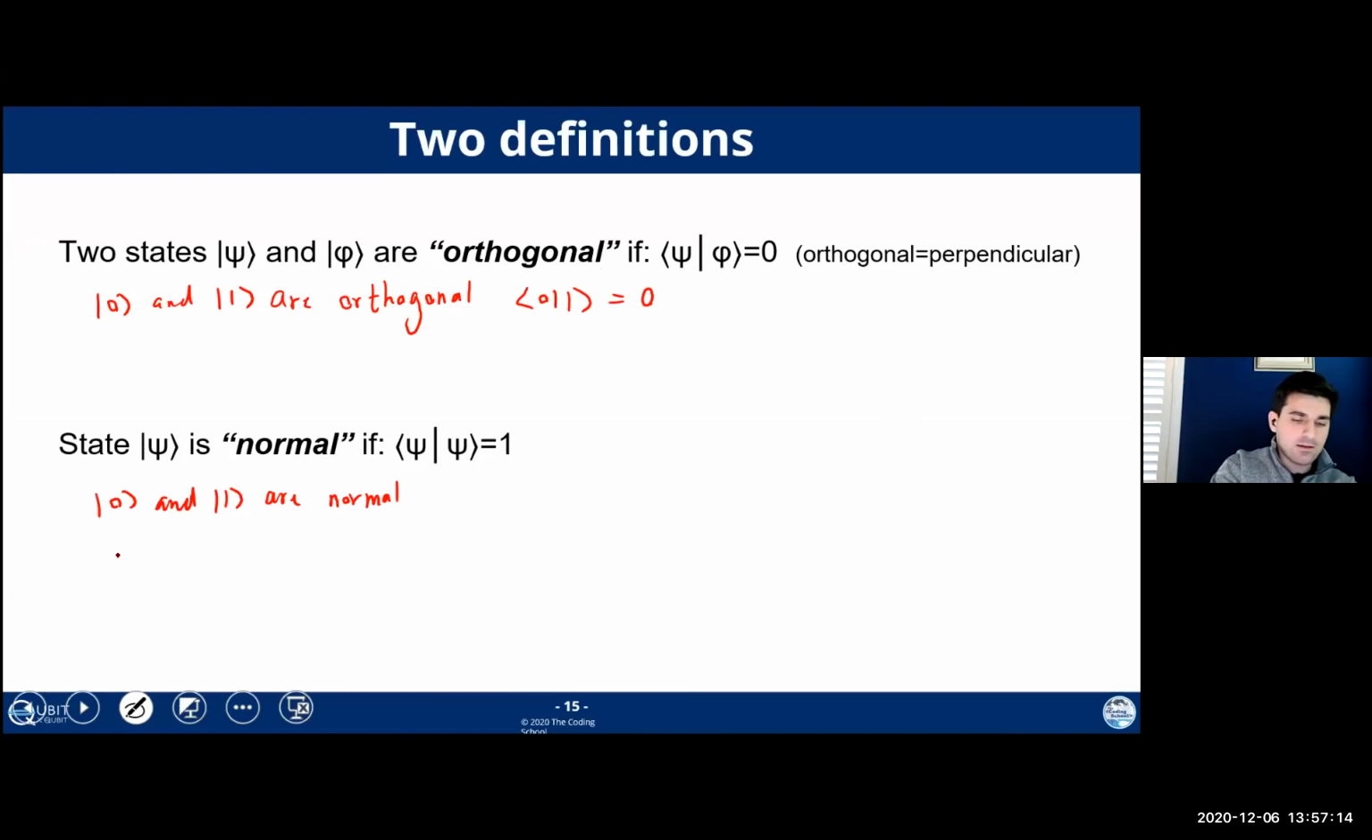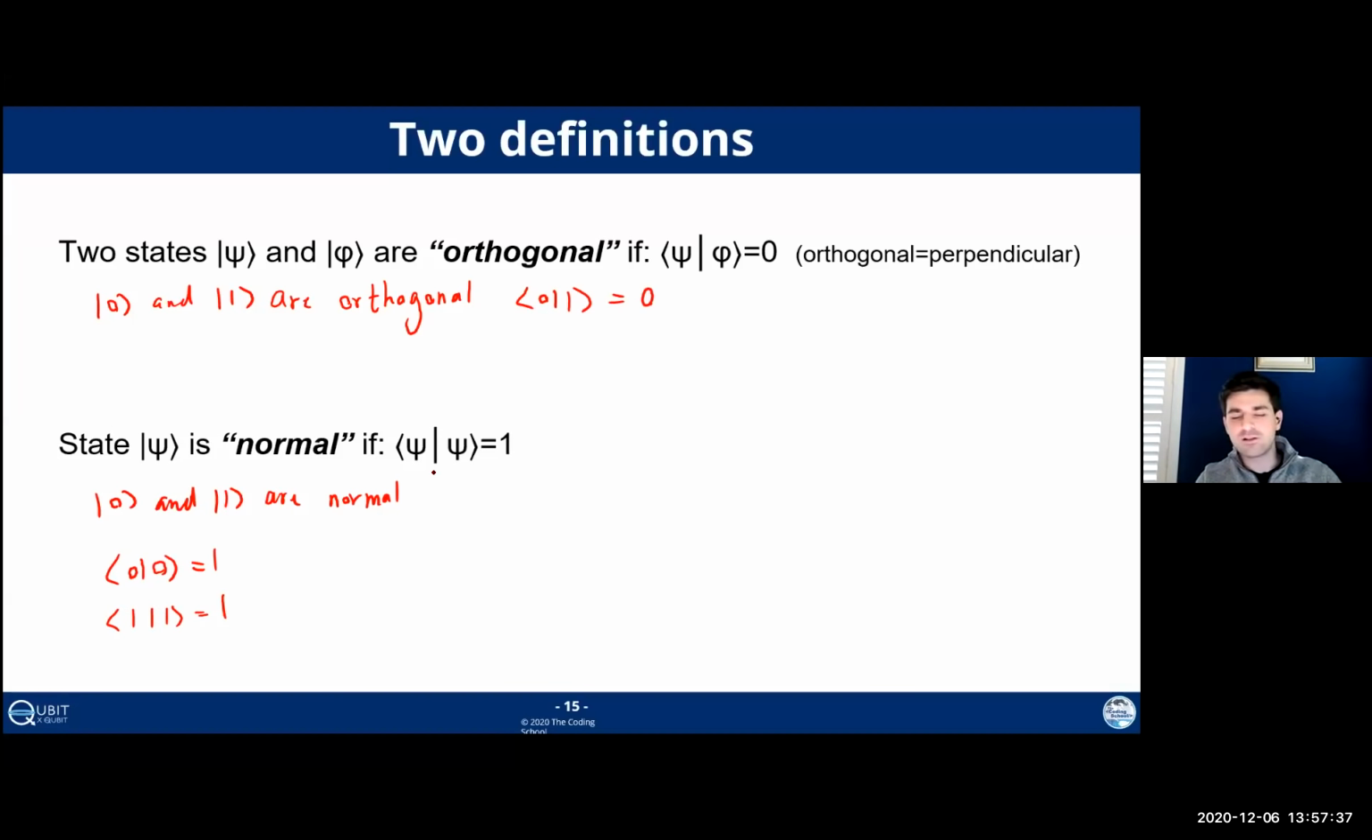Again, meaning that the overlap of 0 with 0 is 1, and the overlap of 1 with 1 is also 1. Now, of course, they can have superposition states that are also normal. In fact, all valid quantum states are normal. So this is the one property that you have to remember.